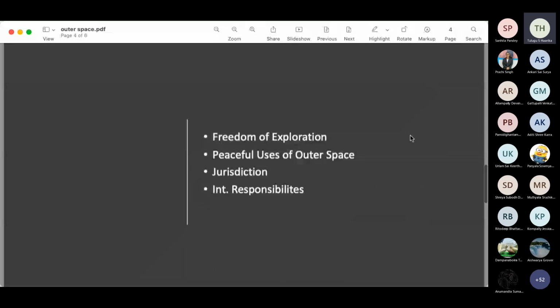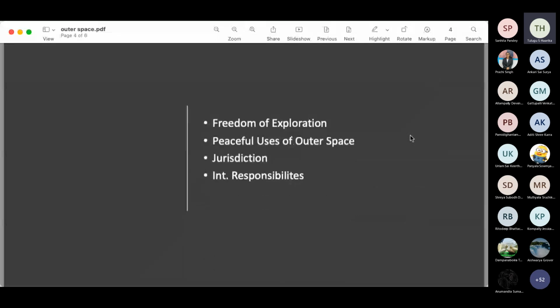So these were the very first. First is regarding the freedom of exploration of outer space. So Article 1 of this particular treaty provided that outer space, even including the moon and other celestial bodies, shall be free for exploration and use by all the states without any discrimination of any kind. And it should be on the basis of equality and in accordance with international law.